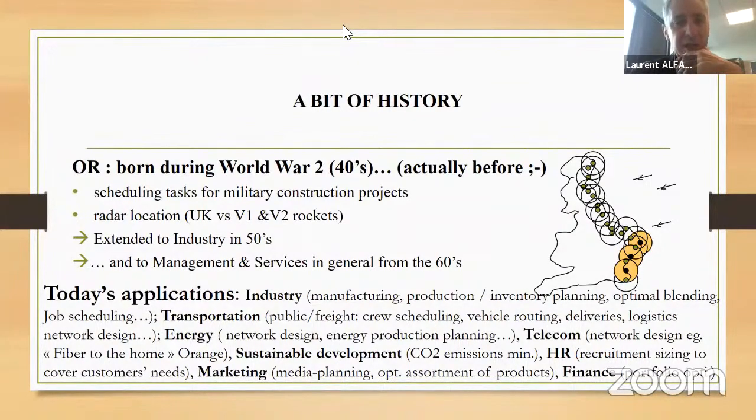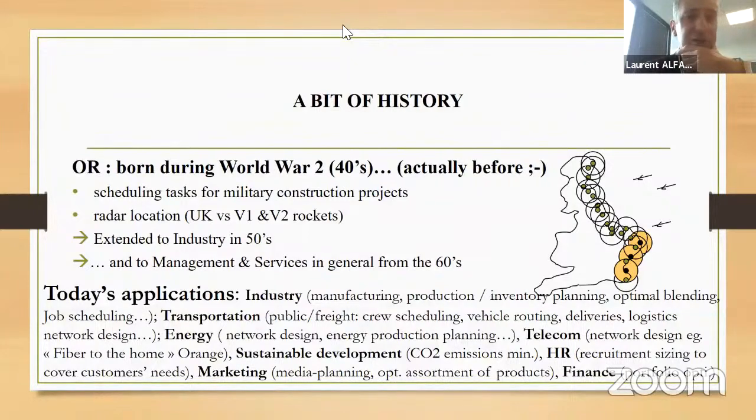Another example that I show you is radar location. The UK was attacked by the German rockets, V1 and V2, on the eastern coast, close to London. You had identified a set of possible locations for radar to detect the rockets before they do damage to the population. The problem was, out of these possible locations, the small circles in green here, which subset of locations to select to actually build a radar, with a constraint.